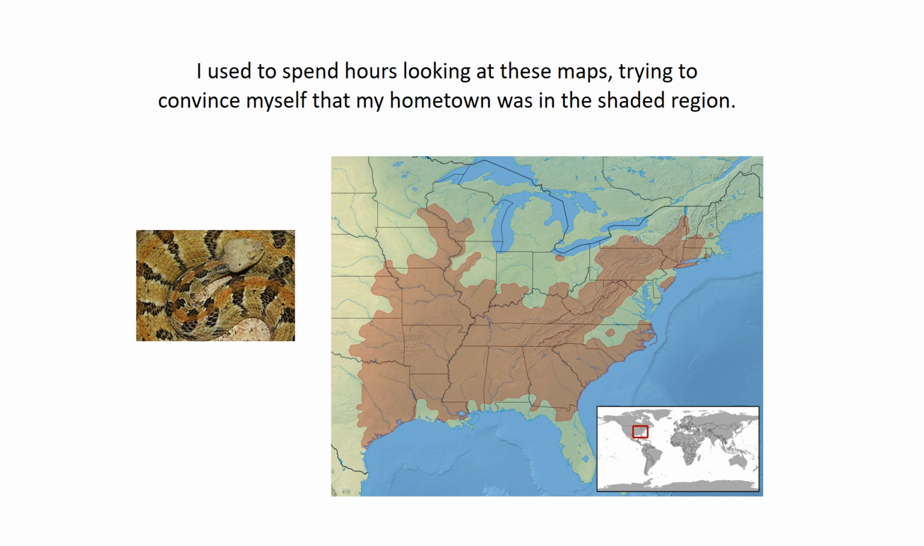So I would pore over these maps. When I was a kid, 6, 7, 8, map reading was a little tricky. I would look over this and try to figure out exactly where I was. This was before Google Earth, so it was a little more challenging than it is today. But I would sit there and pretend, I think I'm right on this line. I think maybe there are timber rattlesnakes here.